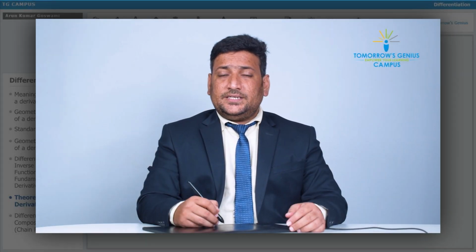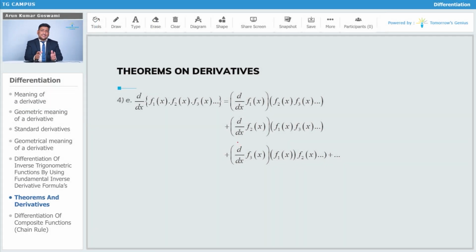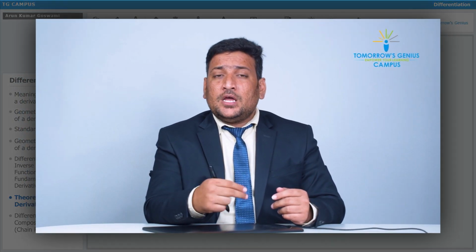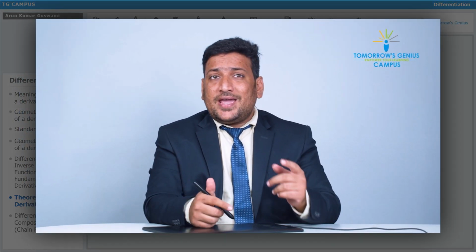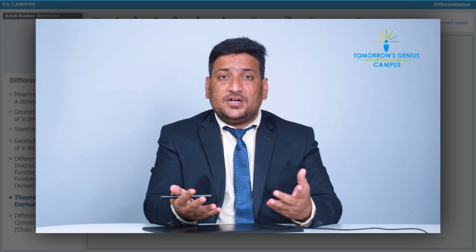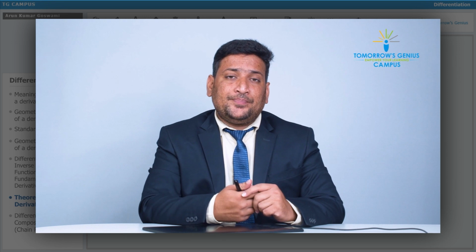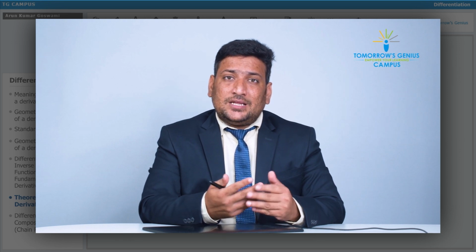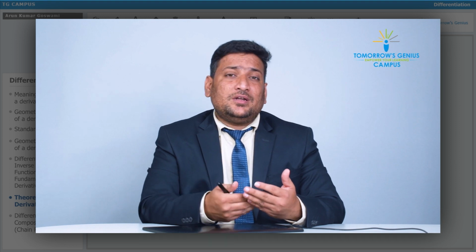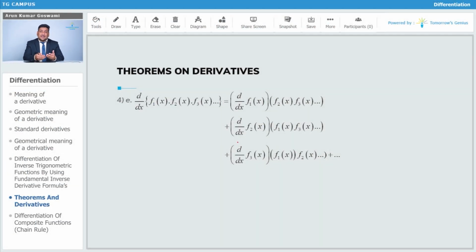Okay guys, see this theorem. This is nothing but an extended version of the product rule. Product rule means we have talked about only two functions in a product. Now what will happen if we have many functions in a product? In that case, we have to follow the same procedure: keep one term as it is and differentiate the others one by one.